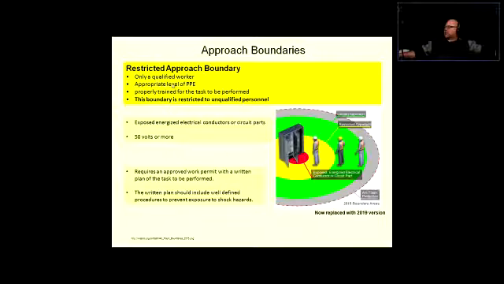Restricted approach boundary, only a qualified worker might get in there. Appropriate PPE, properly trained for the task to be performed. This boundary is restricted to unqualified personnel. If you're not supposed to be there, if you have nothing to do with that, and if you're not trained, if you're not qualified to be there, you cannot be there. All right. Exposed energized electrical conductors or circuit parts, 50 volts or more, now requires an approved work permit with a written plan.